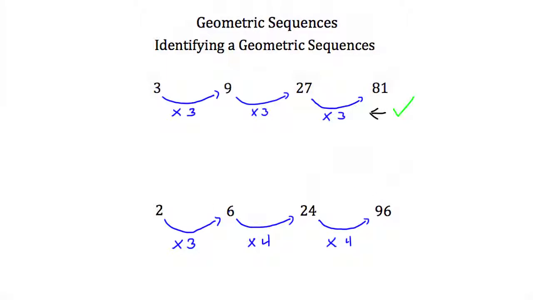Now notice that with this sequence, these numbers are not being multiplied by the same number each time. So this sequence here is not a geometric sequence, because first we multiply by 3, but then we multiply by 4. And for it to be a geometric sequence, this has to be the same number each time.